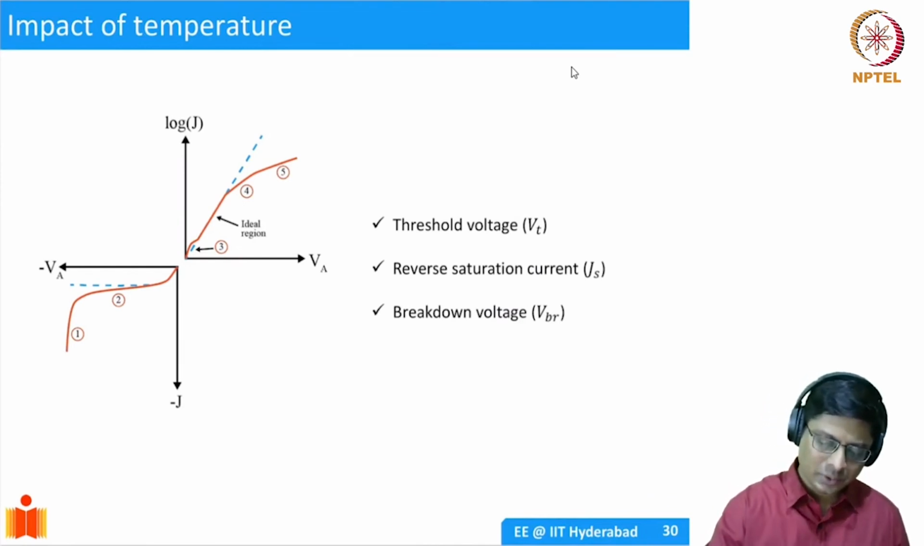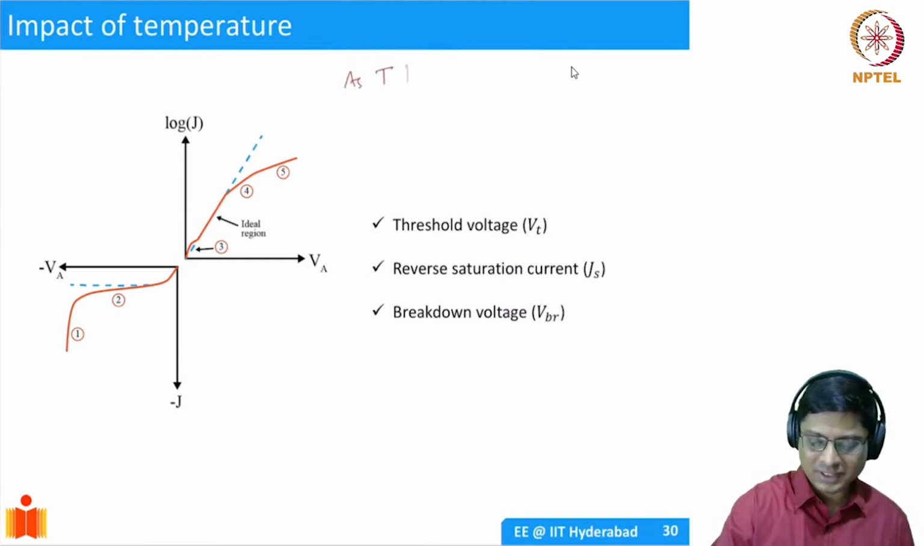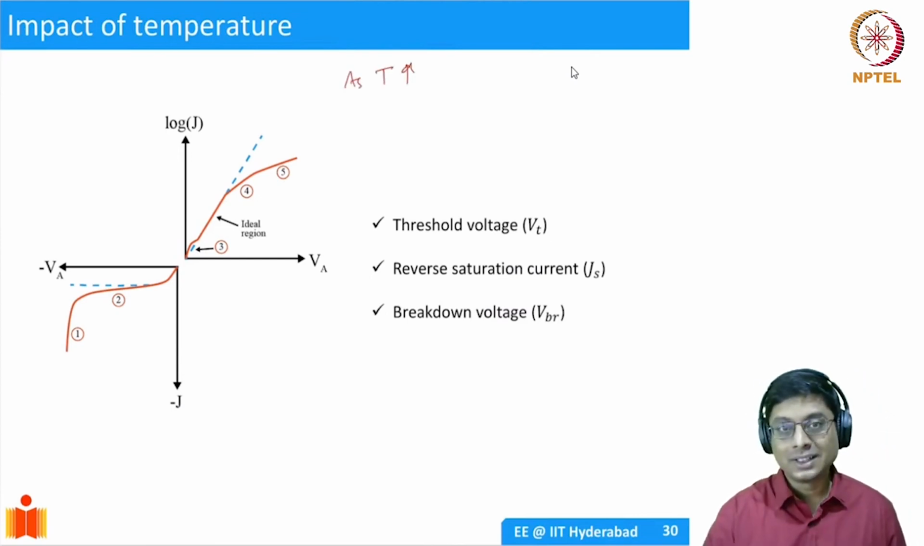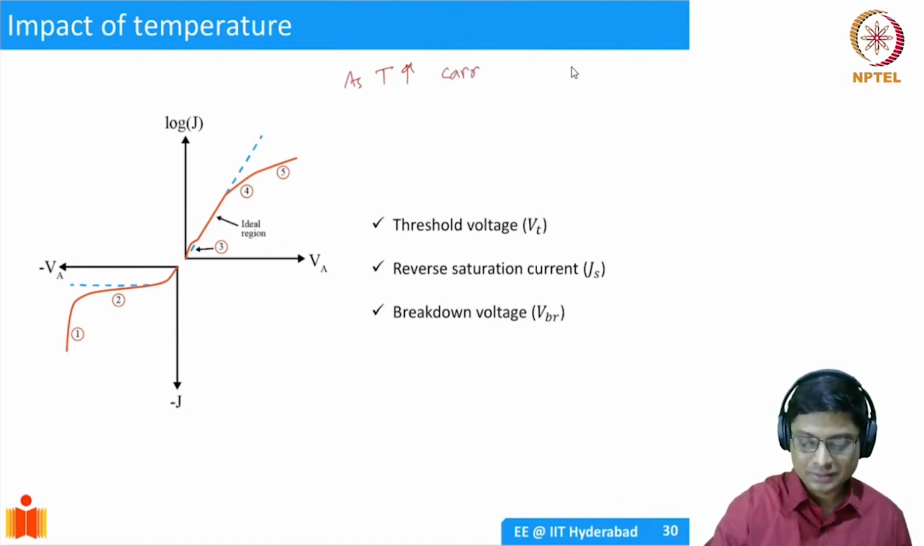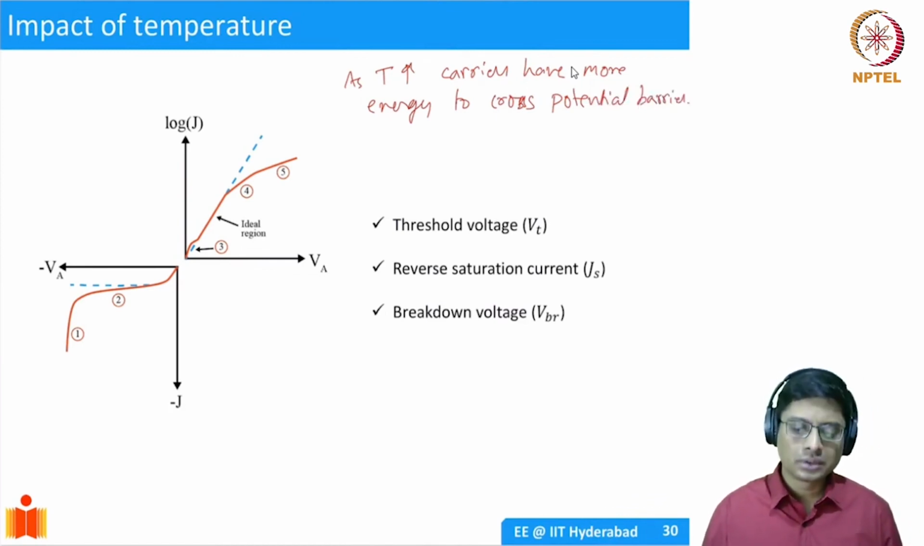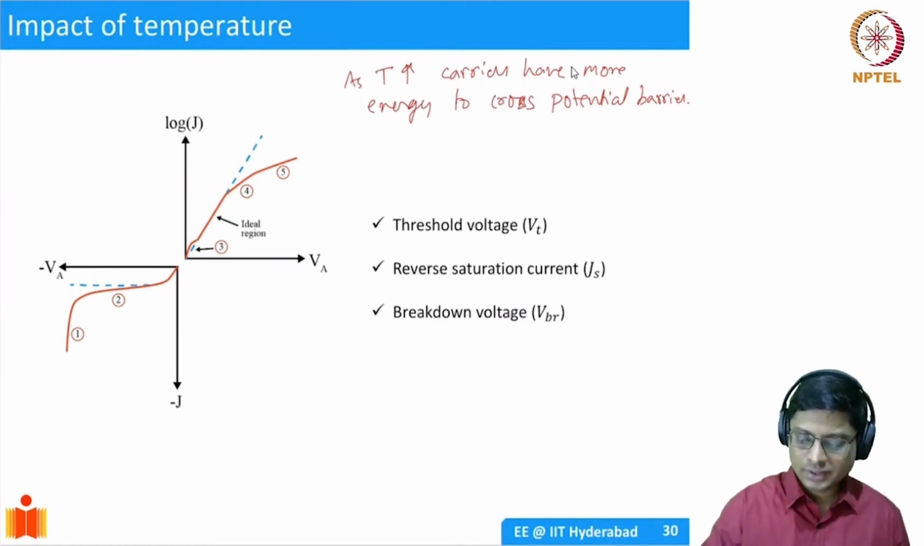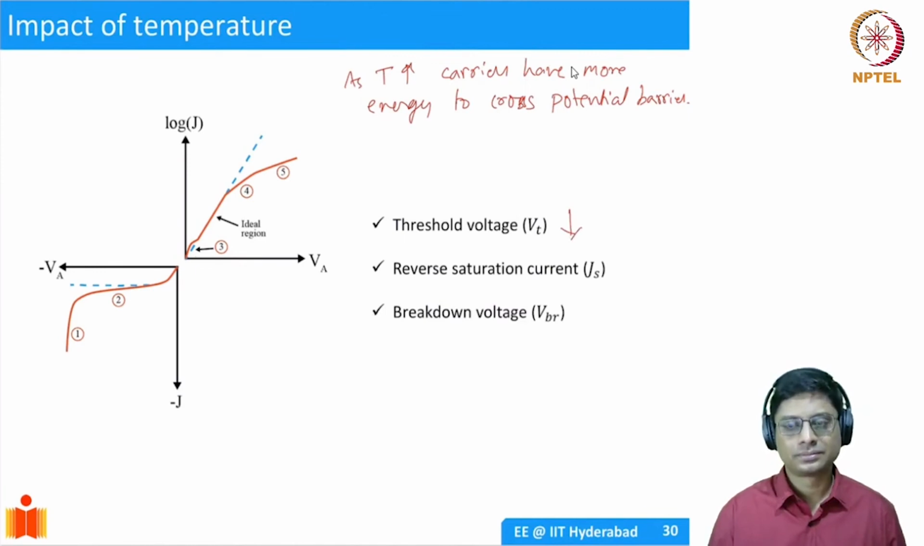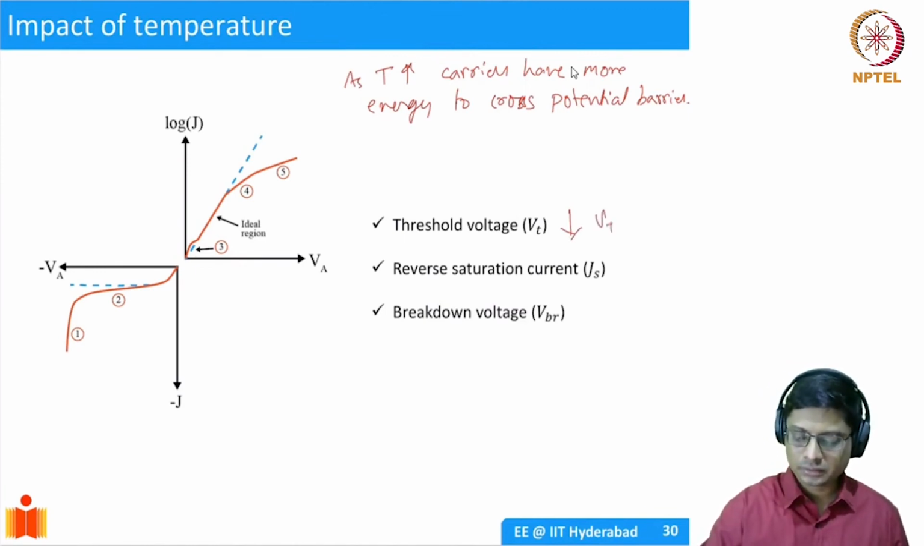Essentially, as temperature increases, what happens? Carriers have more energy to cross the potential barrier. So the threshold voltage reduces. Vt drops as temperature increases.